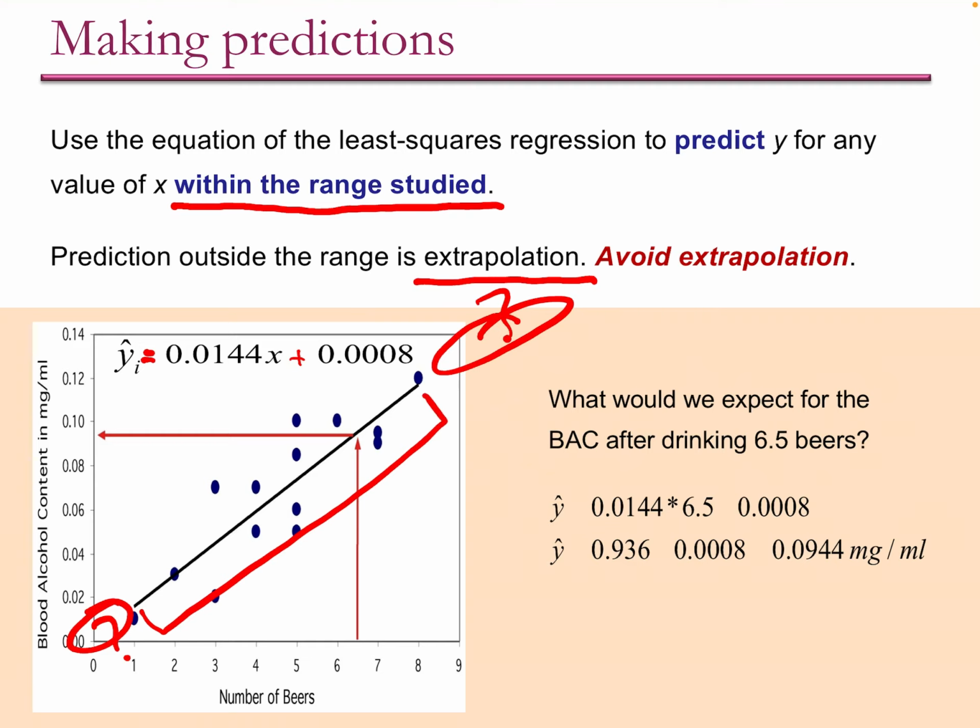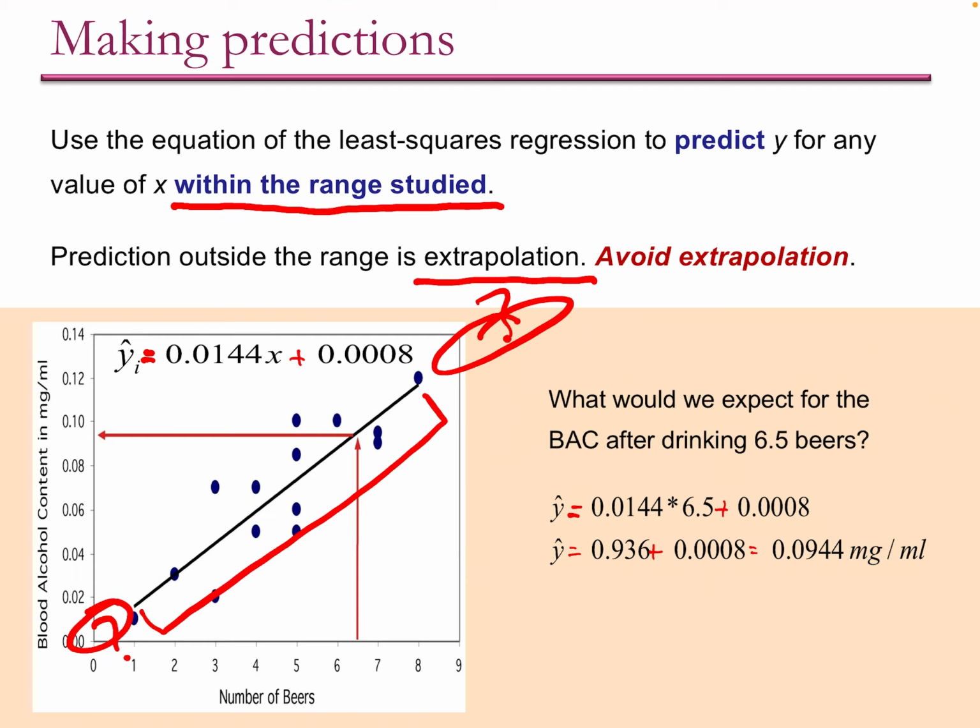All right, so let's take a look over here, for example. What will we predict for someone who consumed 6.5 beers? Well, this is our regression equation. We need to plug in 6.5 for our value of x and work it out. When we do that, we get 0.0944.